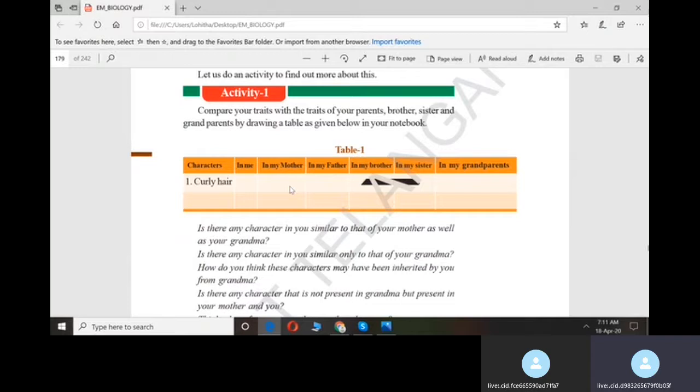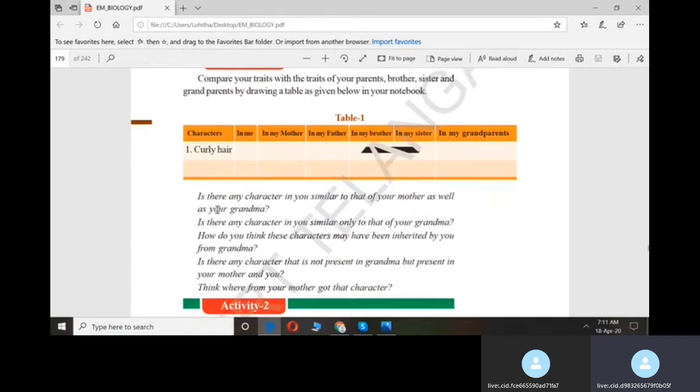In my mother, yes, she has curly hair. In father, no. In your brother, no. In your sister, maybe yes. In the grandparents, if your mother is a girl, then the grandfather may have curly hair. Understand? This is the table. Let us move to the questions. Is there any character in you similar to that of your mother as well as your grandfather and grandmother? Yes, you will have some of the similar characters.